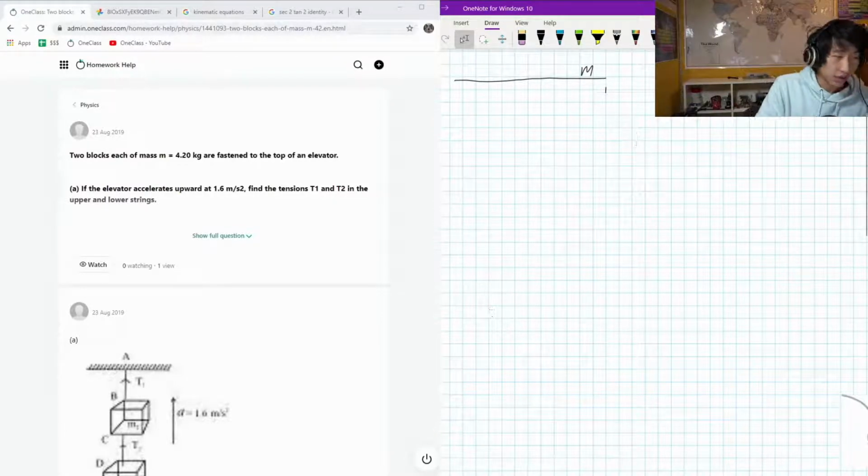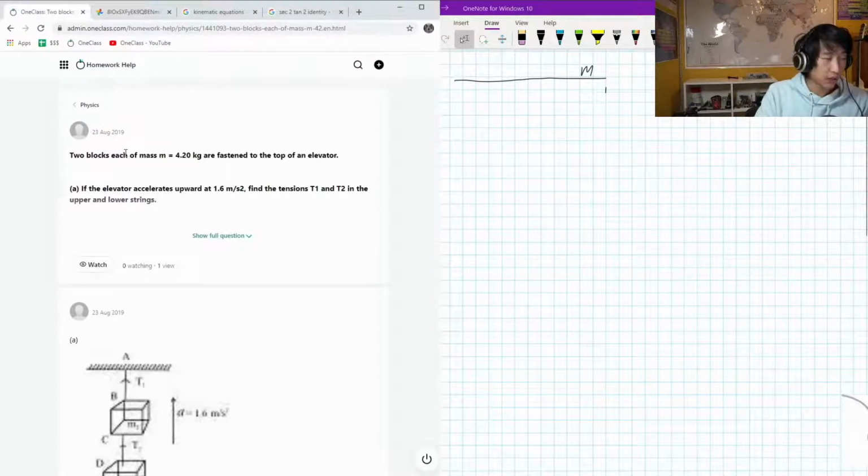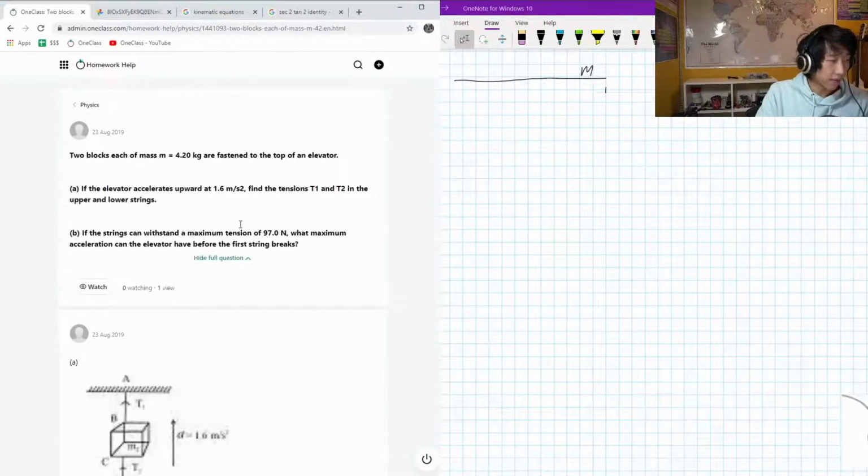Okay, so for the next question on the menu today, we have the situation where we have two blocks, each with a mass of 4.20 kilograms, fastened to an elevator. If the elevator accelerates up at 1.6 meters per second squared, find the tensions in the two different cables that are supporting them. Okay, so let's draw a diagram for this, and then we'll talk about part B later.